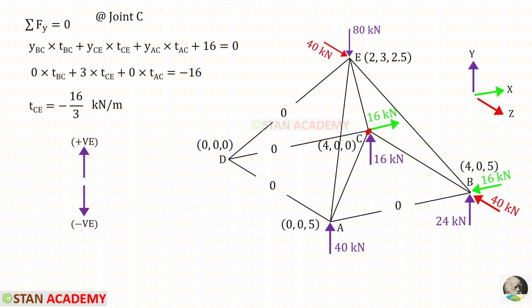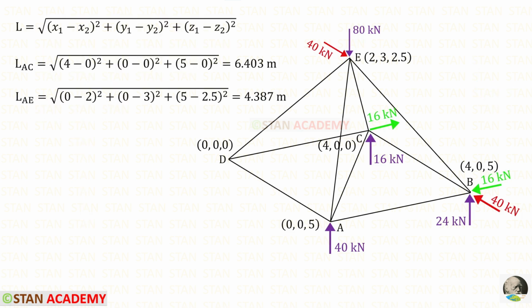Now let us take the joint C. In the joint C, we have found everything except the member force in CE. Using this rule, we can easily find that for BC and AC, there is no vertical distance. So these two terms will become 0. For CE, the vertical distance is 3 minus 0, so it will be 3. Also, we need to check if there is any reaction or load at C in the vertical direction. You can see that there is a reaction. It is acting upwards, so it will be positive. For TCE, we will get minus 16 upon 3.